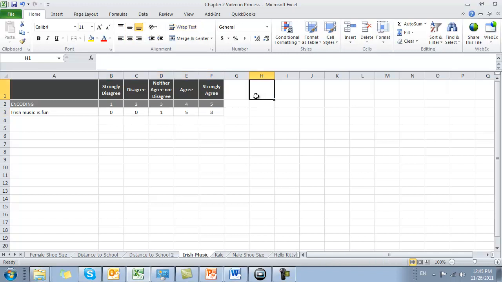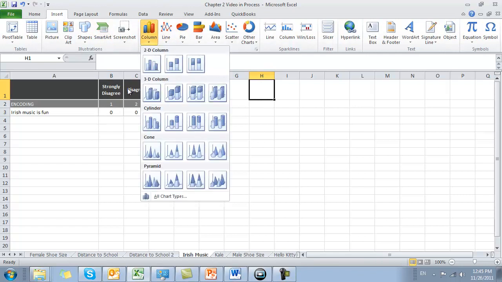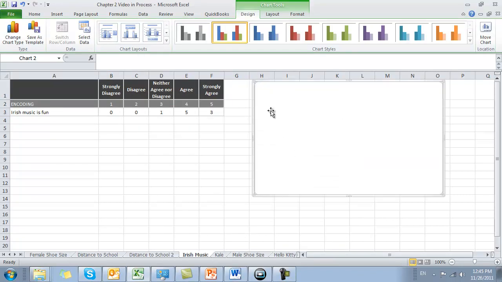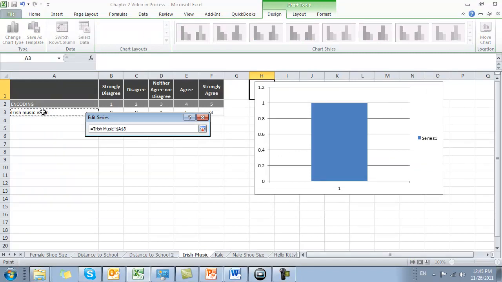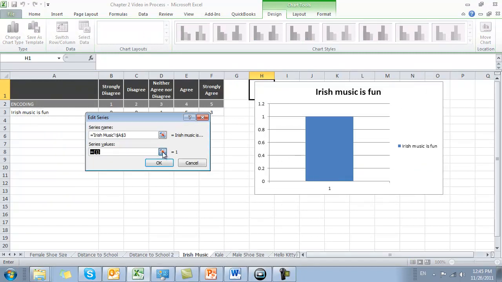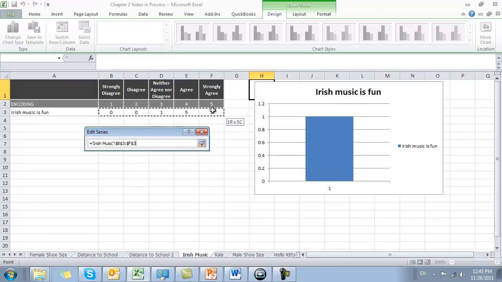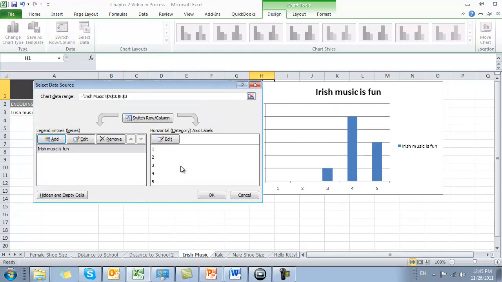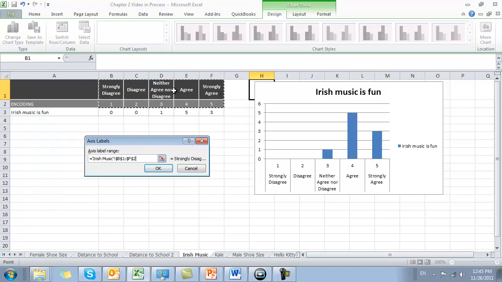We can, of course, plot this, as we often do. Insert, column, plot. There we have it. Select our data. Series name, Irish music's fun. Series values. That's the actual response frequencies that we're plotting. And the x-axis, I can choose both of this and get the 1 through 5 as well as the names. There we have it.